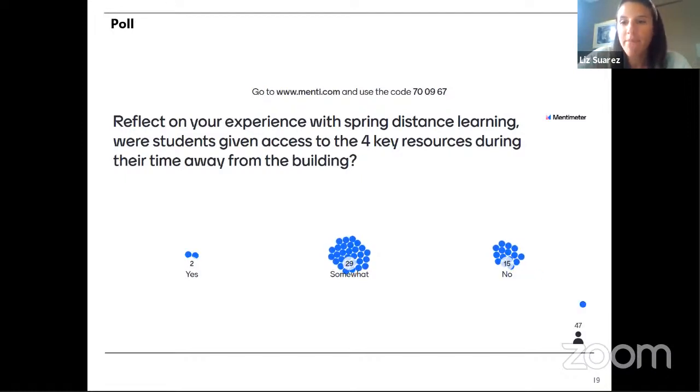So before I pass it over to my colleague, Jamila, to talk us through how we can actually accelerate student learning, I do just want to anchor us in the 4 key resources as we move forward and your responses to this question. Obviously, the goal going forward is to make sure that kids are getting access to the 4 key resources, regardless of the format that we go back to school in the fall.